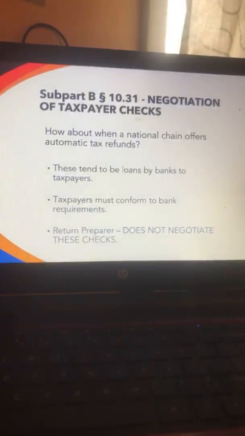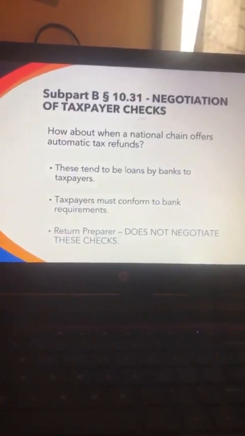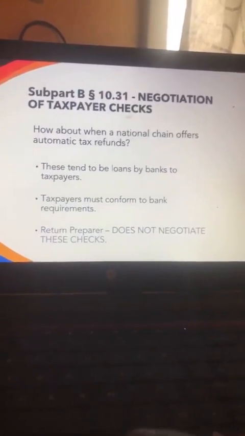Fine print will most likely say, and therefore, taxpayers must conform at that point to bank requirements. There's probably a credit check run, or if they have, there's insurance policies in place.